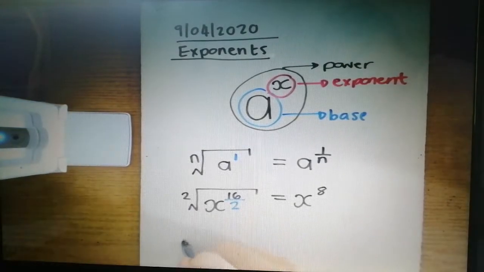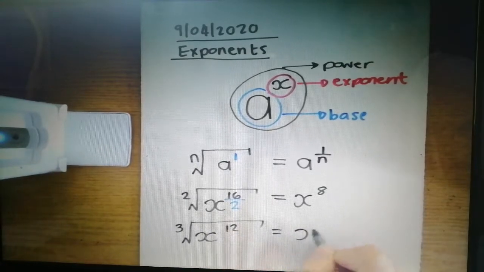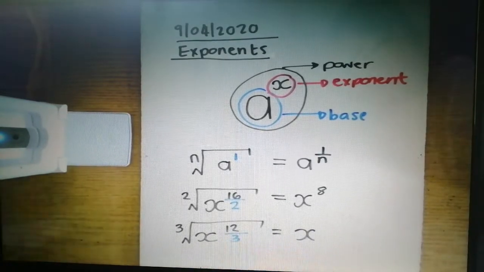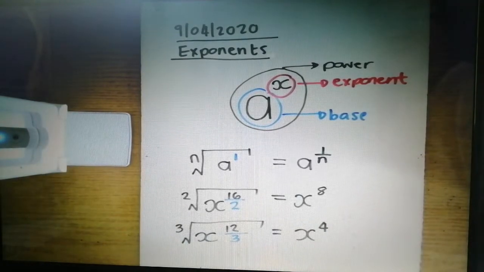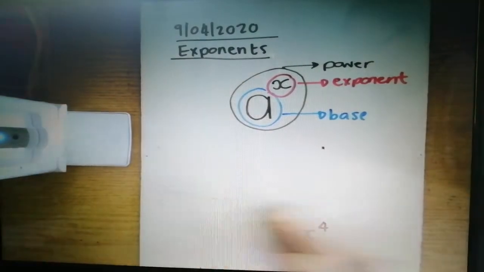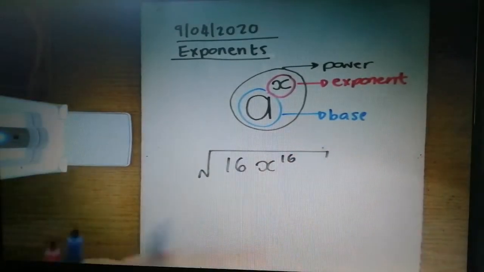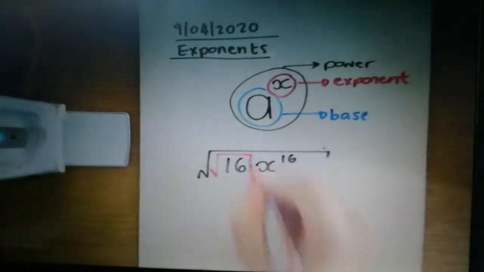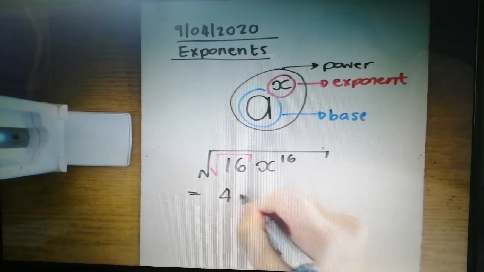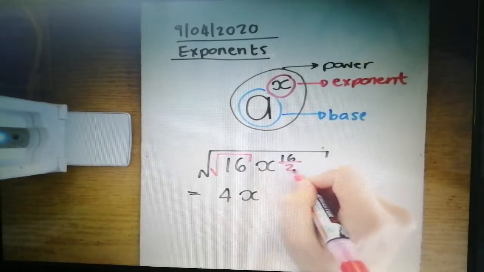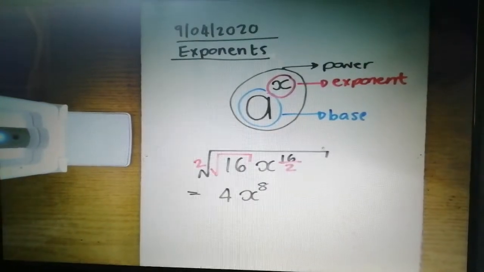Or if I had the cube root of x to the power of 12, keep the base, divide the power by the value of the root. So I get x to the power of 4. Okay. Always remembering, and I'm just going to do one of these, that if I had the square root of 16x^16, you still square root this integer. Its laws don't change. It's still an integer. It's not a power. Okay, so I get 4. x to the power of, you divide that by the value of the root, and I get x to the power of 8.